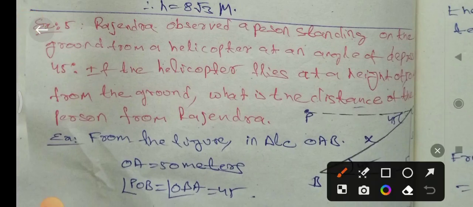Rajendra observed a person standing on the ground from a helicopter at an angle of depression 45 degrees.